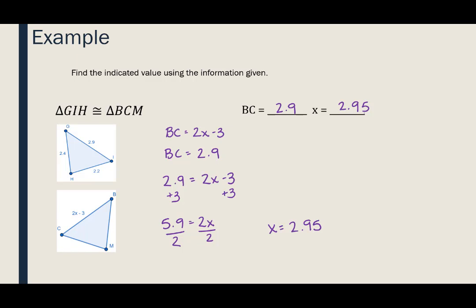Of course, we could always check our answer if we plug in the x value and make sure that we end up at the 2.9 we originally started at. So BC is 2x minus 3. So 2 times 2.95 minus 3 is 5.9 minus 3. That subtraction would give me 2.9, which confirms that BC is 2.9. We did our algebra right. Congrats! Let's go to another problem.